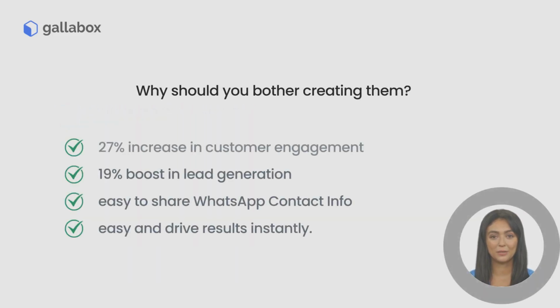But why should you be creating one? Well, here's the cool part. Businesses using WhatsApp magic links have seen a whopping 27% increase in customer engagement and a 19% boost in lead generation. Plus, it makes sharing your WhatsApp contact info a breeze, perfect for social media, email signatures, or anywhere else you want to connect. It's seamless, easy, and drives results. Let's dive in. My peer is going to show you how to create one in Gallabox, step by step.